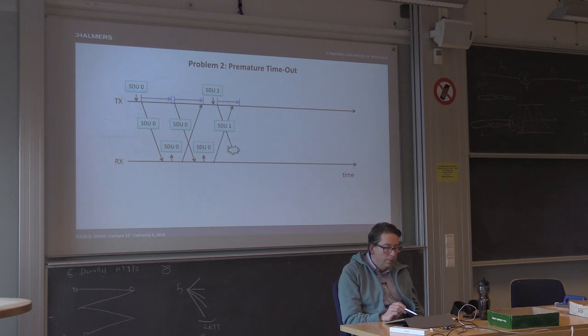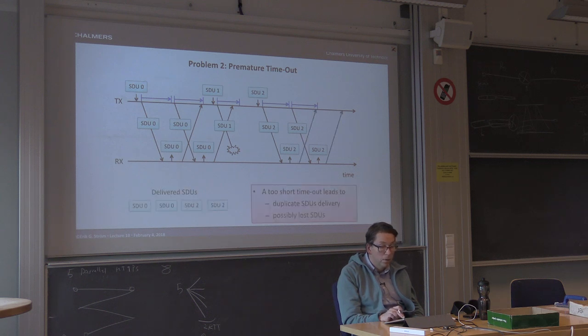Yeah, at this point in time, the transmitter will assume that service data unit 1 was delivered and then go on to transmit the next one, which is service data unit 2, which is delivered, say, but in duplicate because of the problem with the timeout, and so forth. So if we look at the delivered service data units, it's 0, 0, 2, 2. Okay, not only are the duplicates bad, but number 1 is missing. Okay, not good.